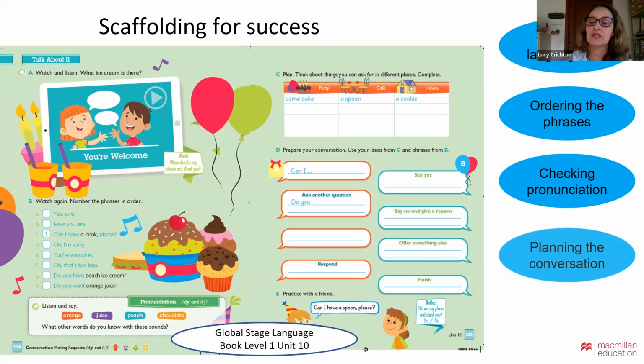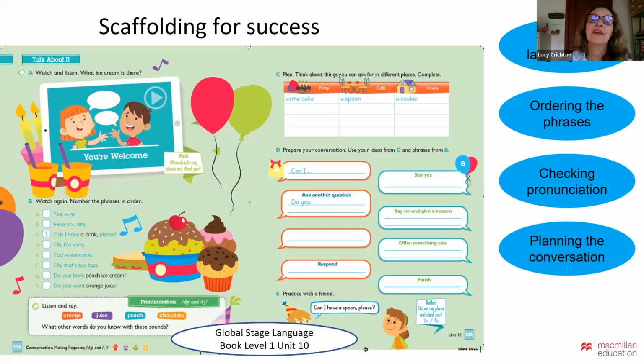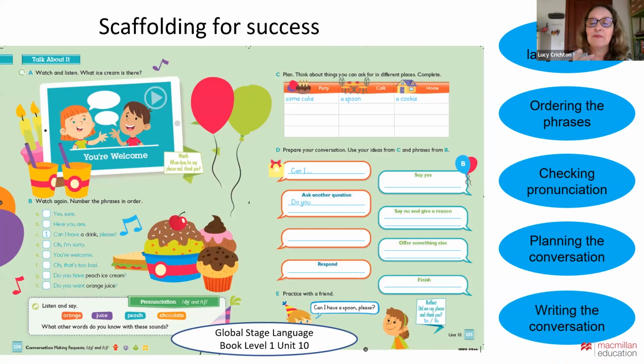Then they're going to plan the conversation, right? They're going to think about ways they can ask for things in different places, which I love, in a party, in a cafe, in a home. And then they have to set up their conversation. Yes, they're going to write it. So you see, they've been carefully brought through the process. And again, the language is there. They just have to notice it and use it.